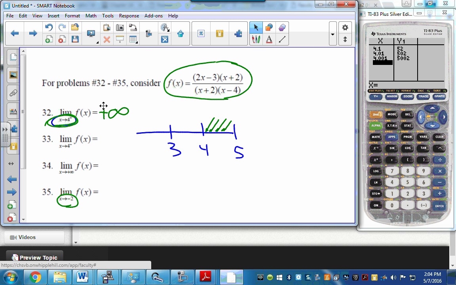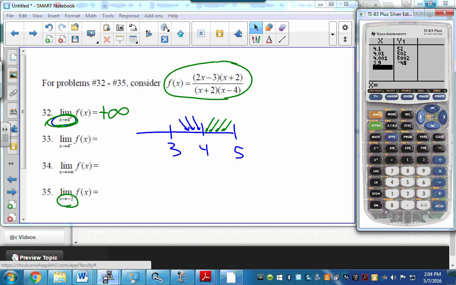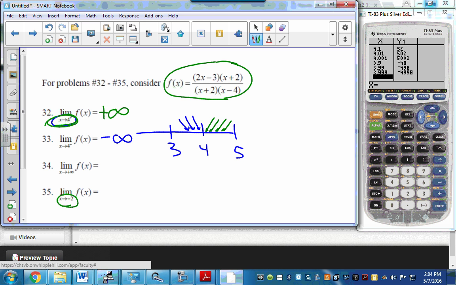Okay, let's try coming in towards 4 from the left. Coming in from the left, I'm talking about numbers a little bit less than 4, like 3.9. If I put 3.9 in, I get -48. 3.99, that's even closer to 4, gives -498. Then 3.999. Again, the tendency is that these numbers are getting very, very small, negative, so negative infinity.